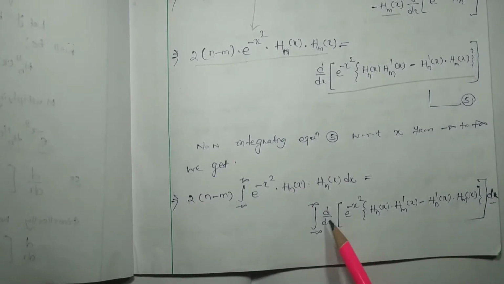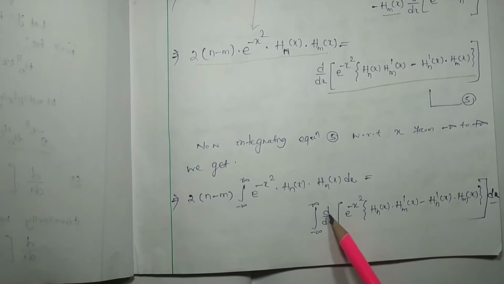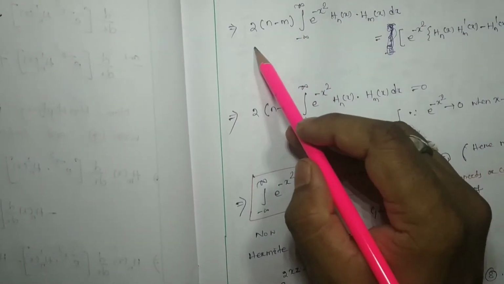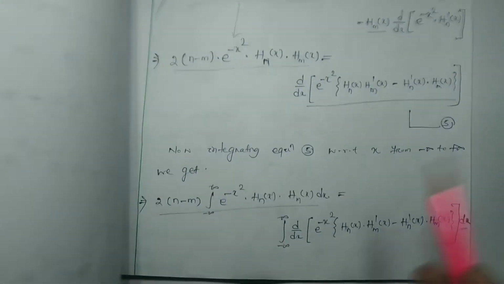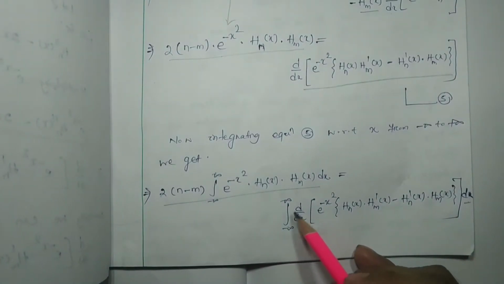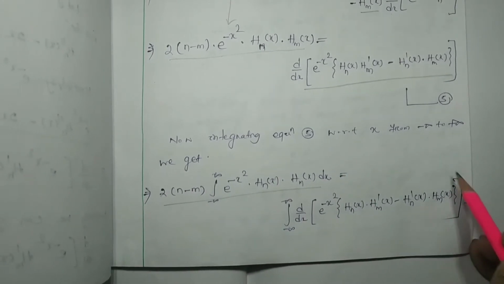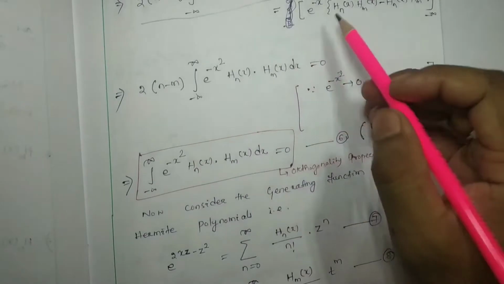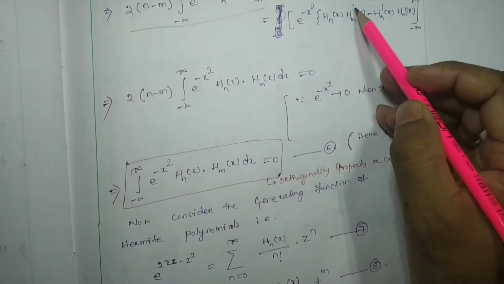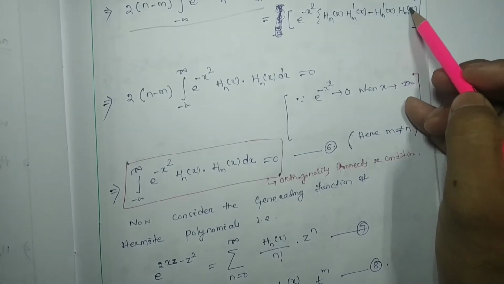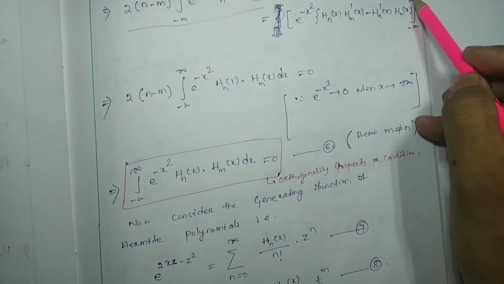Okay, and we know that if we have the integration of a derivative, then this differentiation is going to be removed. So the left hand side is written as usual, nothing changed. The right hand side will be: this d by dx is going to be cancelled and we have to put the limit minus infinity to plus infinity. So it will be e to the power minus x square times hn x into hm dash x minus hn dash x into hm x, with limit minus infinity to plus infinity.